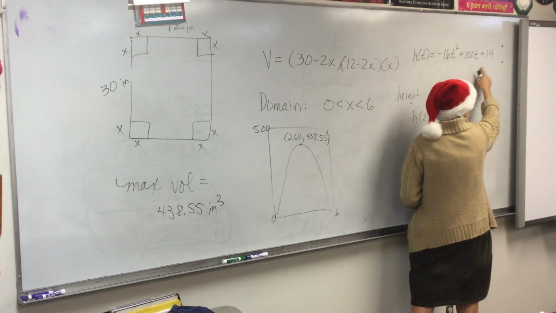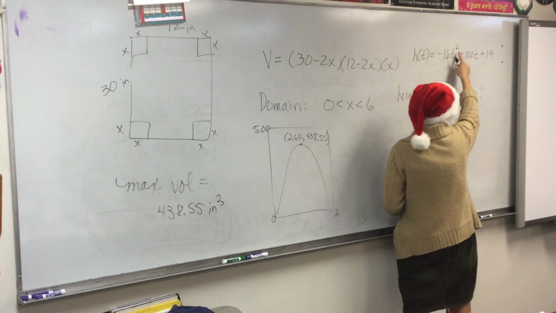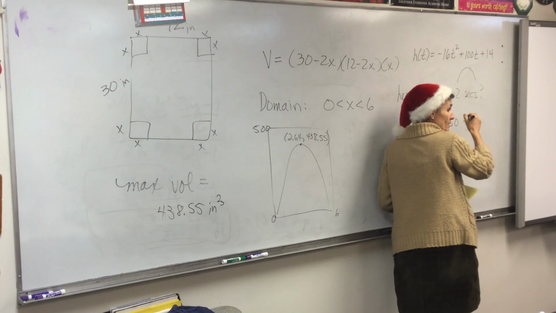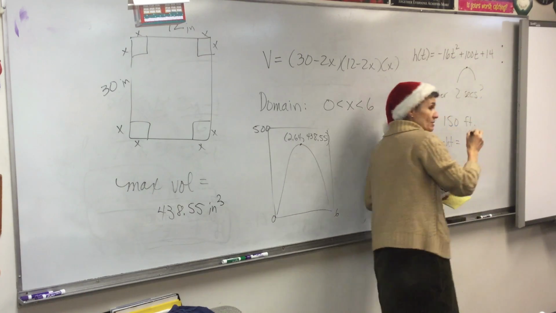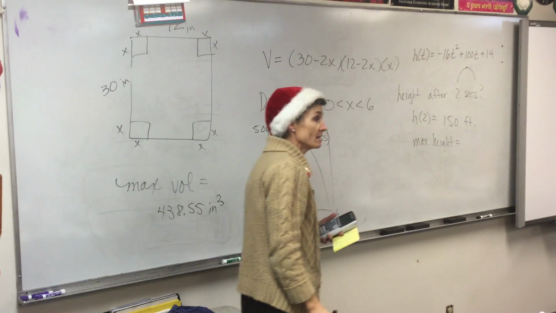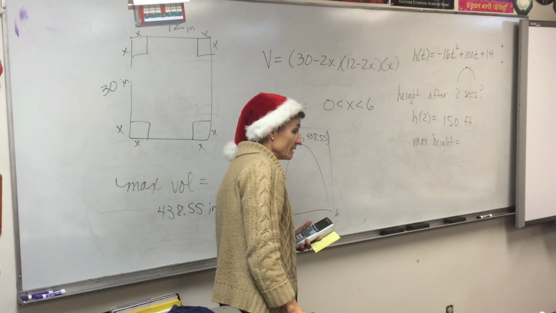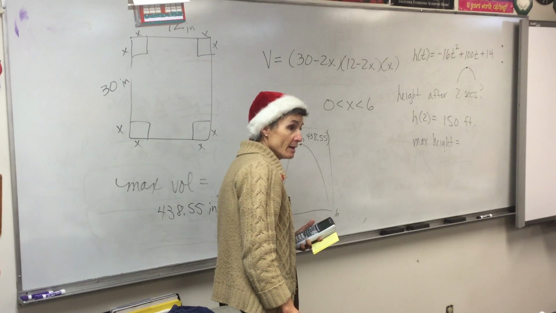What if we don't happen to have a calculator and we want the maximum of this equation? What is this equation? It's a parabola opening down. So the maximum is just another way of saying vertex, right? Which would be negative b over 2a.